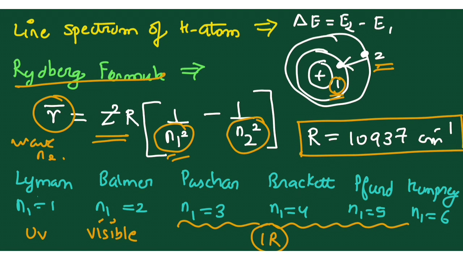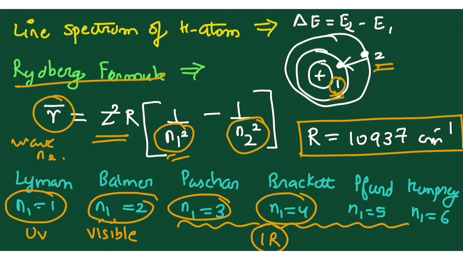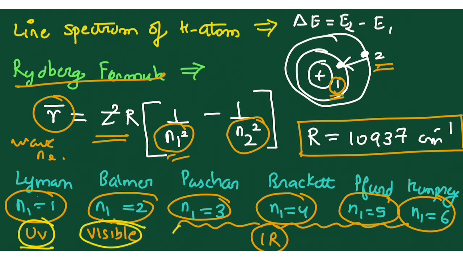Okay. The series are Lyman, Balmer, Paschen, Brackett, Pfund, Humphrey. For Lyman, N1 is 1, it is returning to the first level. For Balmer, it is returning to the second, that is N1 is equal to 2. For Paschen, N1 is equal to 3. For Brackett, N1 is equal to 4. For Pfund, N1 is equal to 5. And for Humphrey series, N1 is equal to 6. And one bonus point I am giving you is that Lyman is in the UV region, Balmer is in the visible region, and Paschen, Brackett, Pfund, Humphrey are all in the infrared IR region.